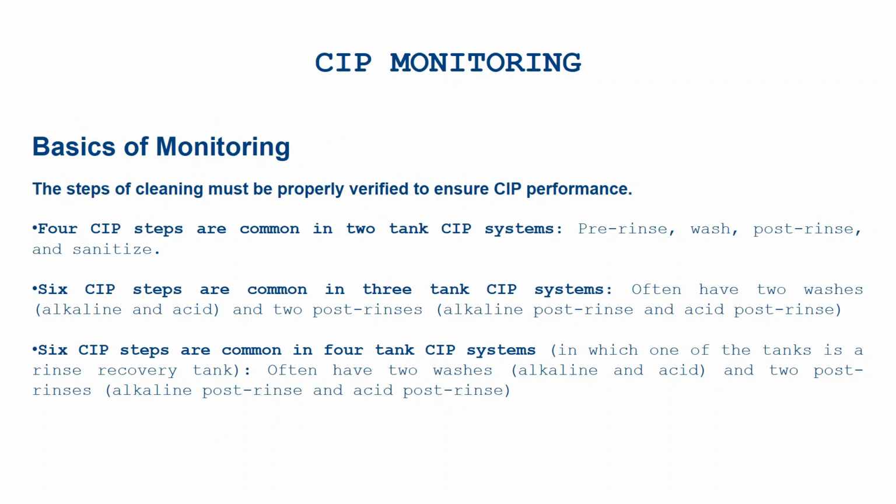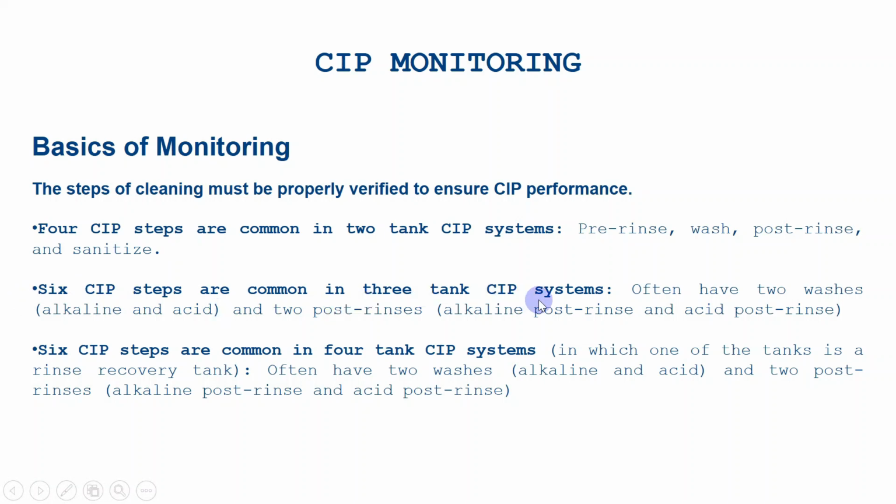Here I will share the basics of monitoring. Usually there are 3 types of CIP used in different countries and industries, so first you need to identify which kind of CIP is in your factory. The first type is 4 CIP steps, common in a 2 tank CIP system. First they do the pre-rinse, then the wash. Wash here means with a chemical, acidic or basic, not both, only one. Then post-rinse, where once they clean with the chemicals, they wash it again with water, and the last is sanitize. So these are the 4 CIP steps, and you need to verify all 4 steps.